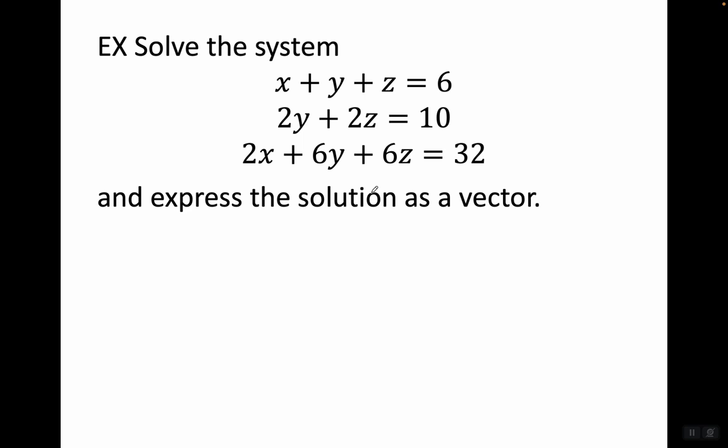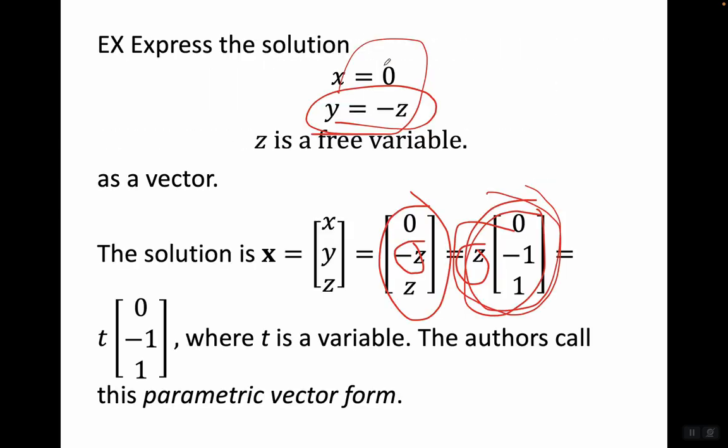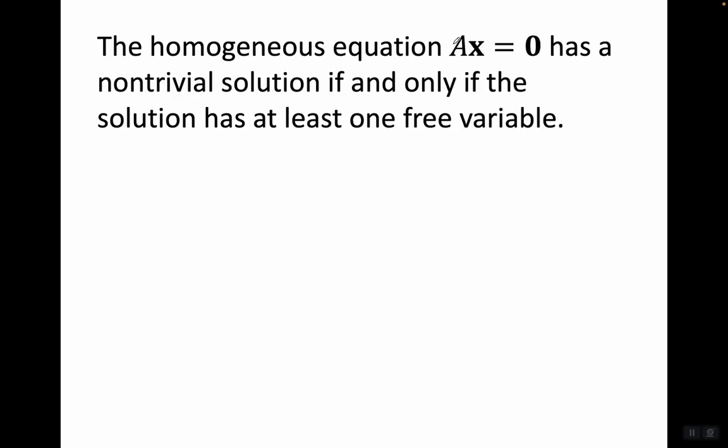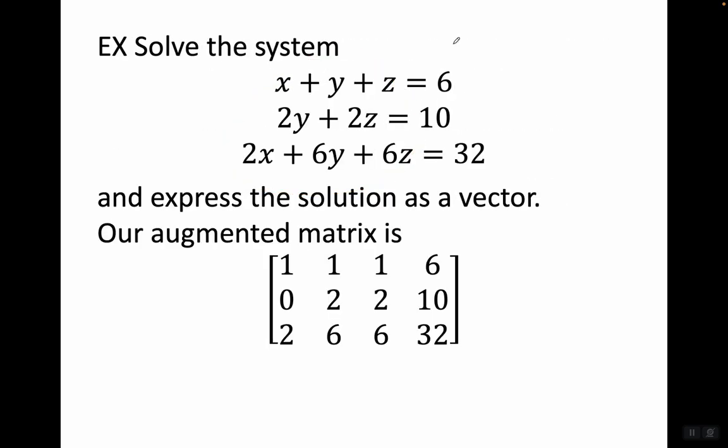Solve this system, x + y + z = 6, 2y + 2z = 10, 2x + 6y + 6z = 32, and express the solution as a vector. What I want you to notice is that this left side is the same as this left side. So let's see if there's some relationship between the solutions. These were all zeros here, whereas in the one I'm asking you to do now, they're not all zeros.